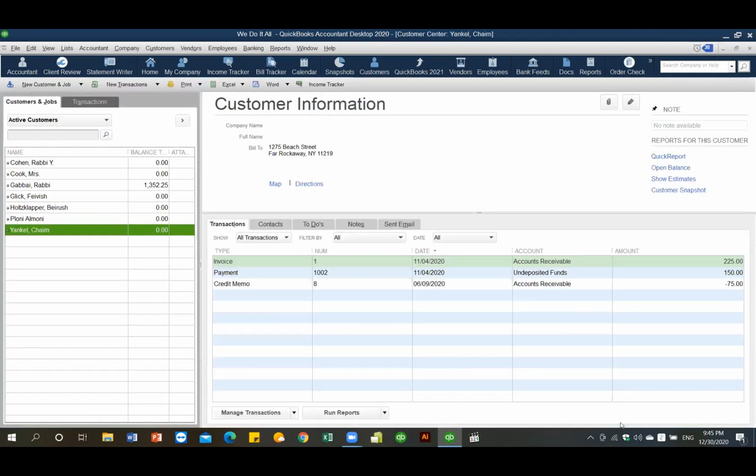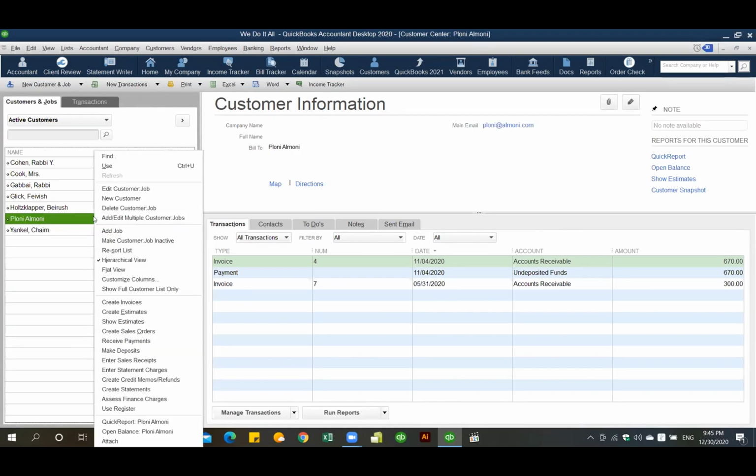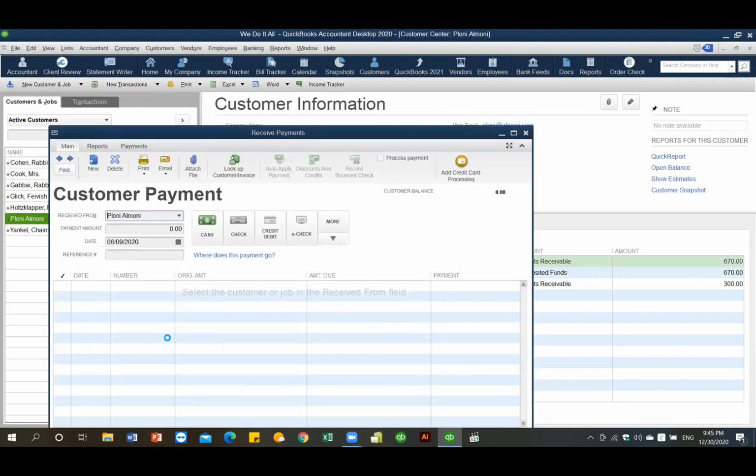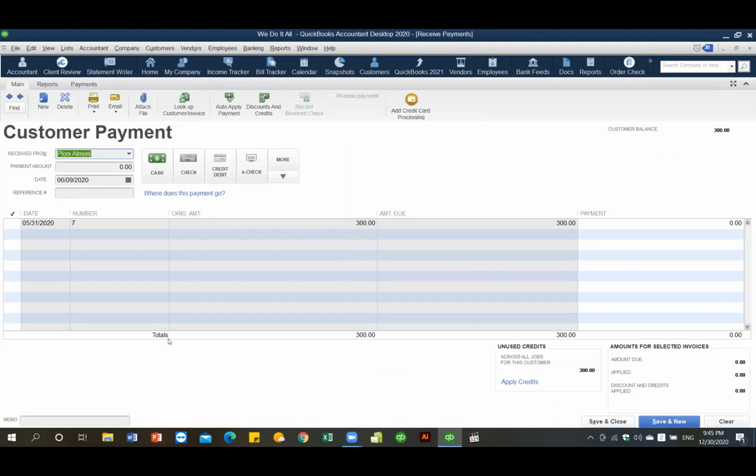So now you made a credit memo, and you also applied the credit to his bill. Now you have to right click on Ploni Amoni, same thing. In that case, there's a credit of $300. Receive payment. His bill's still open, even though it's zero. So first click under the arrow.